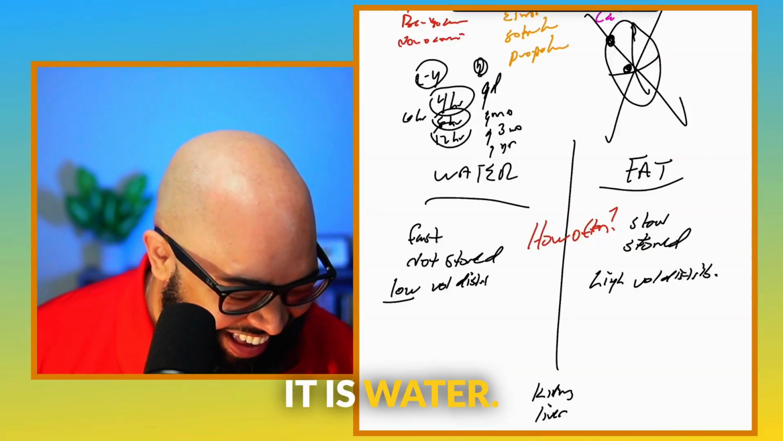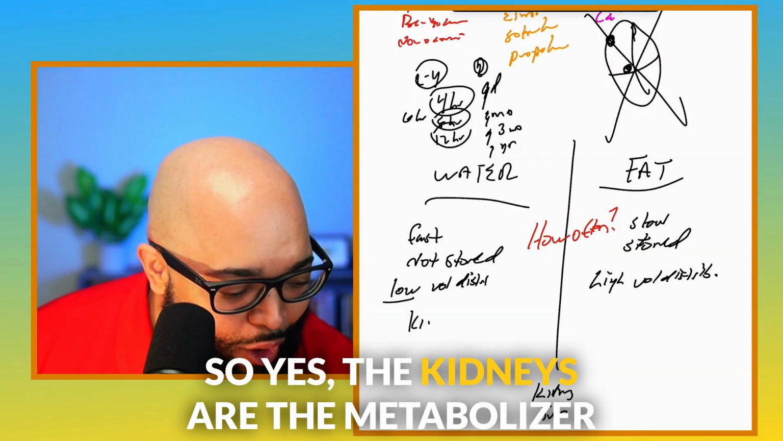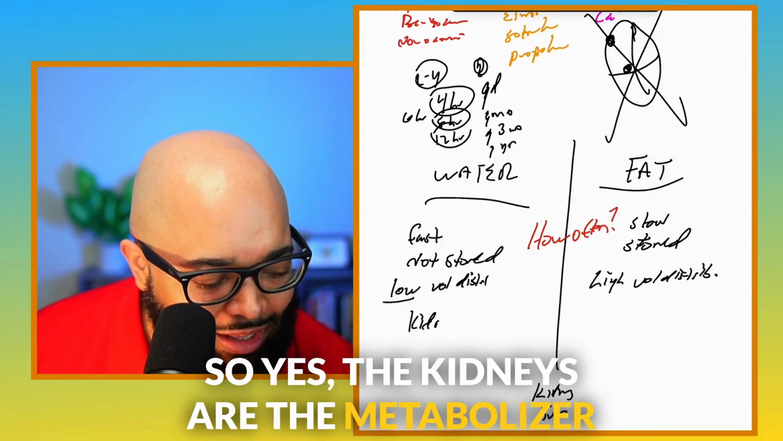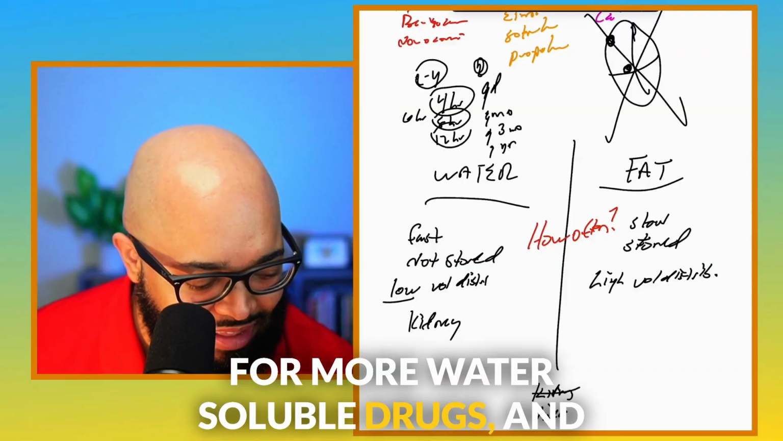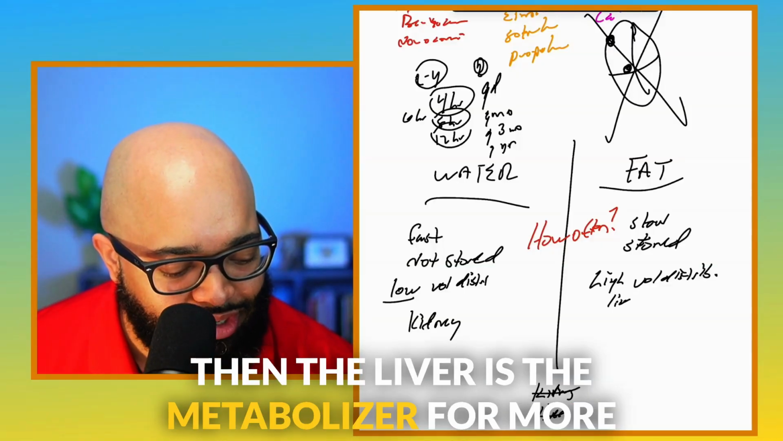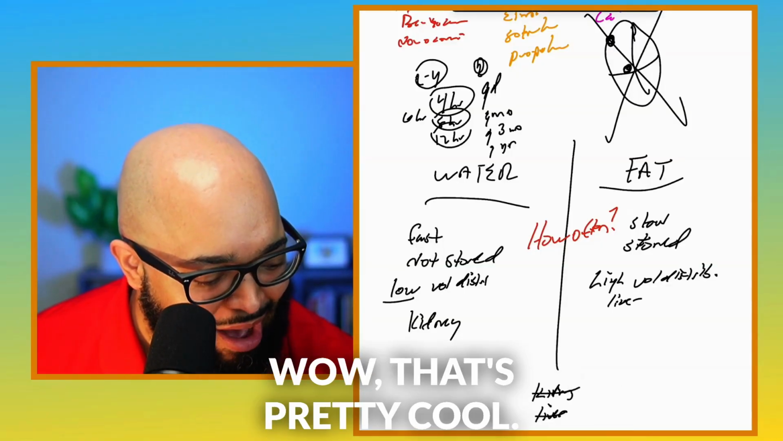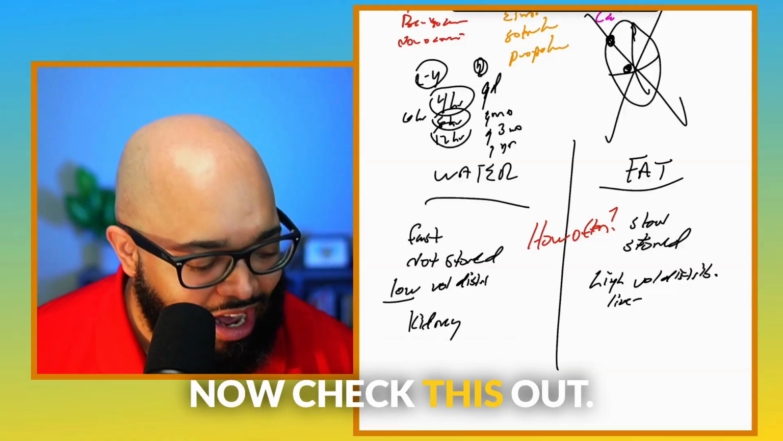It is water. So yes, the kidneys are the metabolizer for more water soluble drugs, and the liver is the metabolizer for more fat soluble drugs. Wow, that's pretty cool. Now check this out.